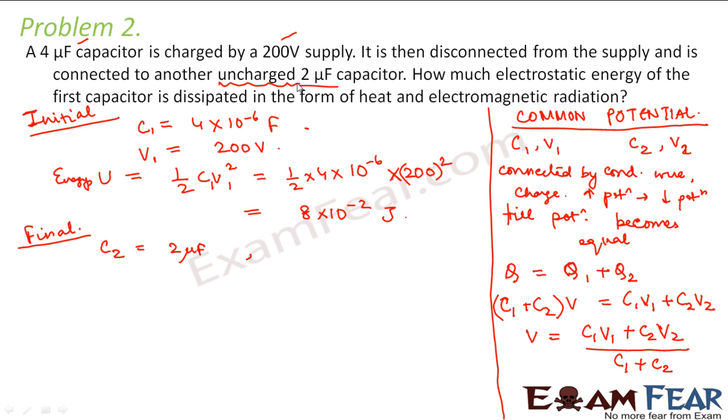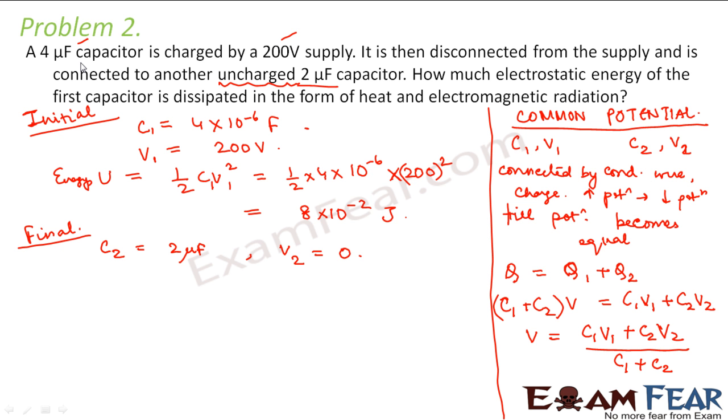But this capacitor is uncharged. That means it doesn't have any charge. Therefore, V2 is equal to 0. Right? So now in the second scenario, what is happening? This C1 is getting connected. C1 is being connected to C2. So what will happen when C1 is connected to C2?